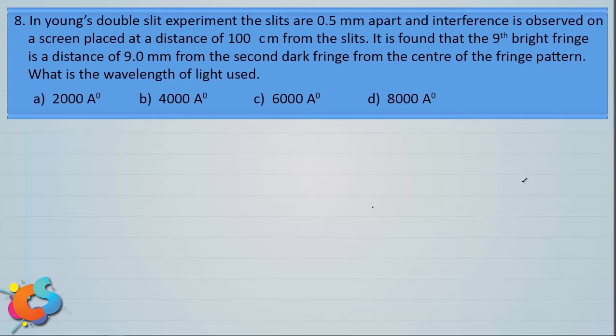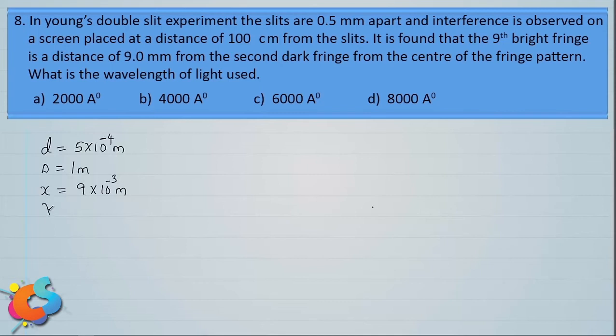Options: A. 2000 angstrom, B. 4000 angstrom, C. 6000 angstrom, and D. 8000 angstrom. Let's write down the data first. The slits are separated by a distance of 0.5 millimeter, which can be written as 5 into 10 power minus 4 meter. Interference is observed at a screen which is at a distance of 100 centimeter, that is 1 meter. It is found that the ninth bright fringe is at a distance of 9 millimeter. That is, some distance is given between two fringes and that distance is 9 millimeter.